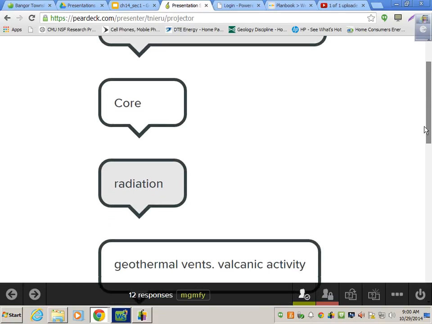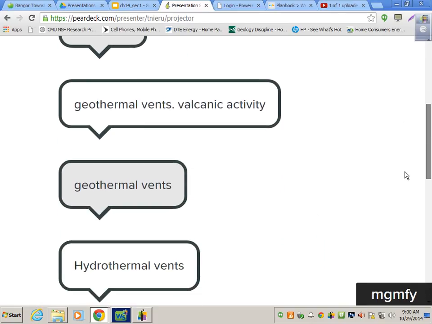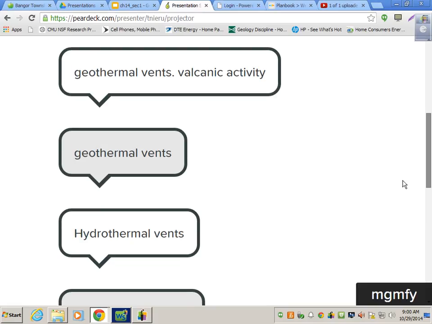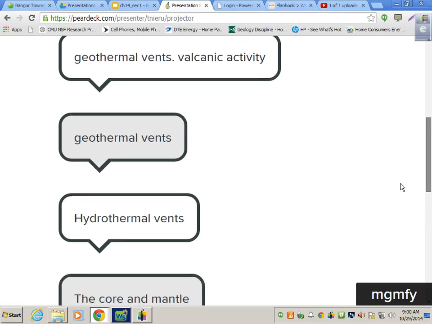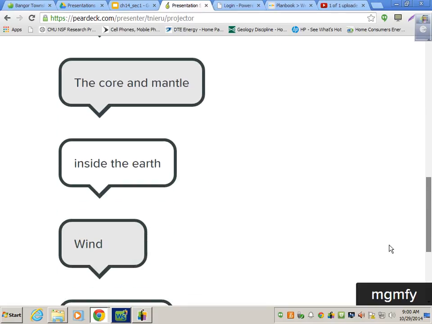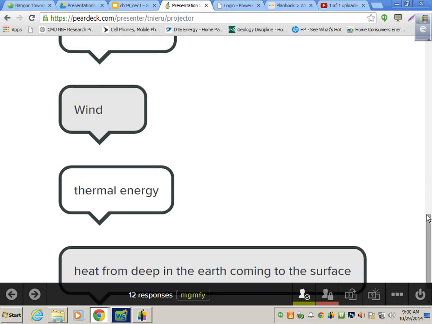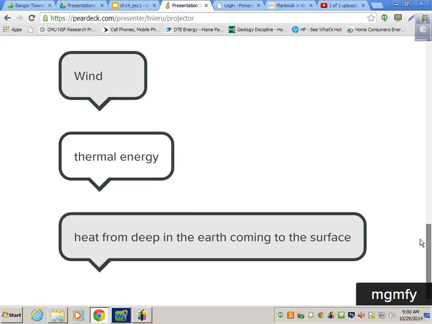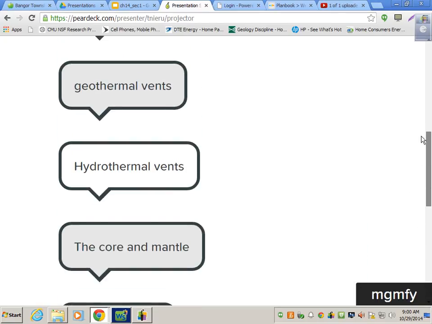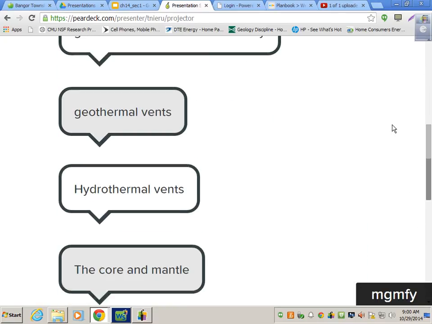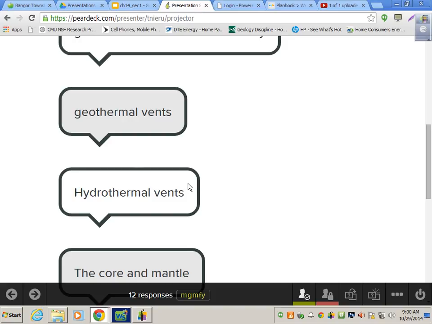Yep, the Earth's core, radiation, geothermal vents. I like that one. Hydrothermal vents. Yeah, hydrothermal vents. Perfect. Okay. Wind. Yeah. But surface of the Earth, no good, right? So heat from deep in the core coming up through those geothermal and, very specifically, hydrothermal vents.